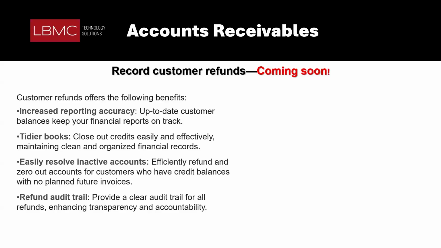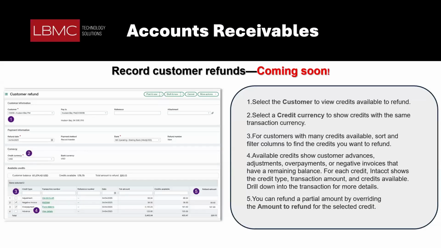Instead, with this update, you can record the amount refunded and pay the available credits simply by selecting them within the system. On the new customer refund page, you will be able to record a refund using the record transfer payment method. You will be able to enter the amount you refunded and match it to the customer's available credit. You will do that by selecting from the customer's available advances. You can also use adjustments, overpayments, or any type of negative invoices, and you can apply that amount either partially or in full.